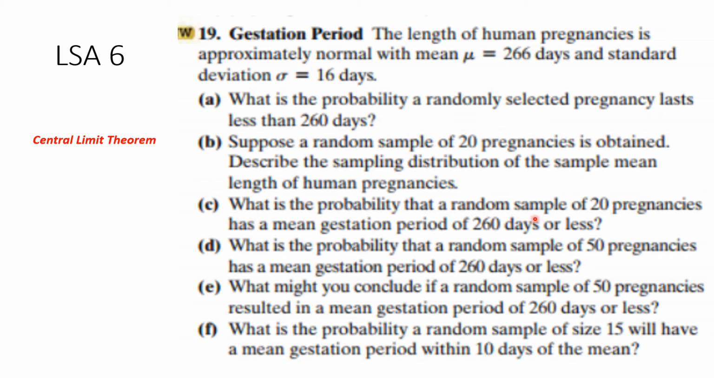Then I ask, what's the probability that a simple random sample of 20 pregnancies has a mean gestation period of 260 days or less? And what is the probability that a sample of 50 pregnancies has a mean gestation period of 260 days or less? And what might you conclude if a random sample of 50 resulted in a mean gestation period of 260 days or less? And what's the probability a random sample size 15 will have a mean gestation period within 10 days of the mean?